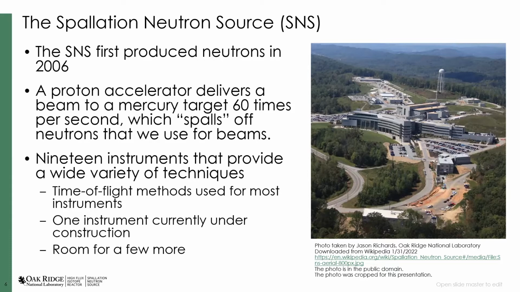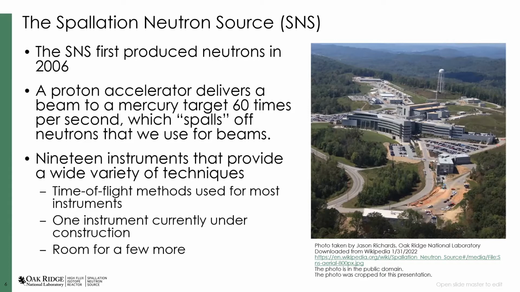The interaction of the proton beam with the mercury target causes neutrons to spall off from the nuclei in the target, from the mercury. Those neutrons are then transported out through the moderator systems and into the beams that go to the various beam lines around the facility. At the moment, we've got 19 instruments that provide a wide variety of scientific techniques.